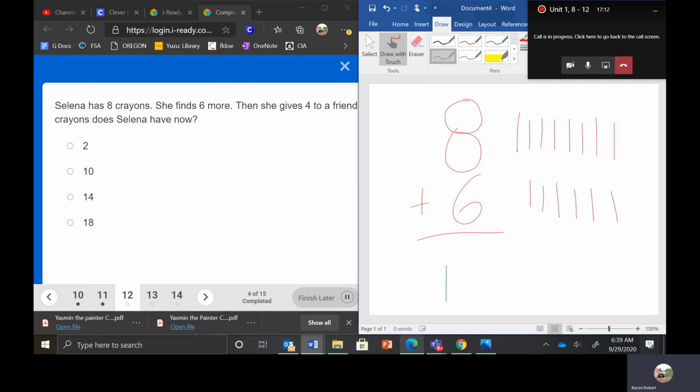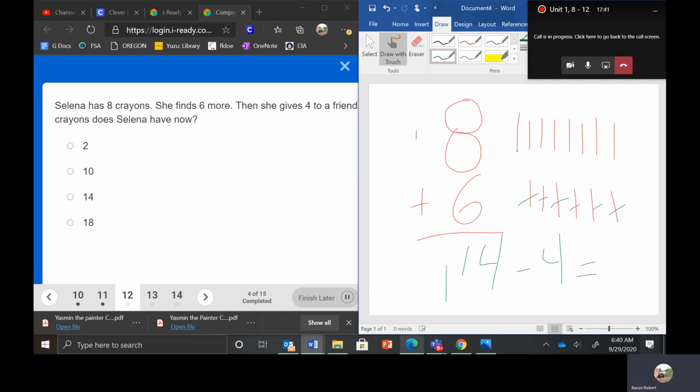Let's just add 8 and 6. 8, 9, 10, 11, 12, 13, 14. All right, so Selena has 14 crayons after she finds 6. Starts with 8, finds 6 more. She has 14 total. Now, Selena's such a nice friend. She gives 4 to her friend. How many crayons does Selena have now?